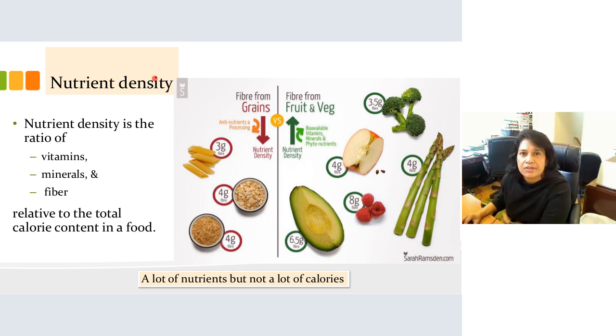So nutrient density is the concept of the ratio of the vitamins and minerals and fiber relative to the total calorie content of a food. So you have a lot of nutrients, but not a lot of calories for a given quantity of food. So fruits and vegetables, the more you increase that, the more you're going to have of your vitamins and minerals and your phytonutrients versus your refined grains, which have not so much of the fiber, the vitamins, and the minerals.